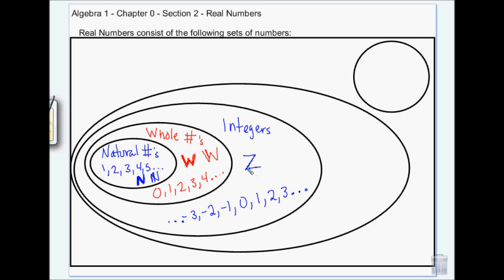The symbol for integers is a Z because they used I for something else. And so it's either a Z that's bold or a Z like this, where it looks like there's two Z's connected.